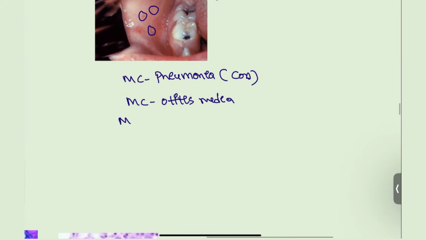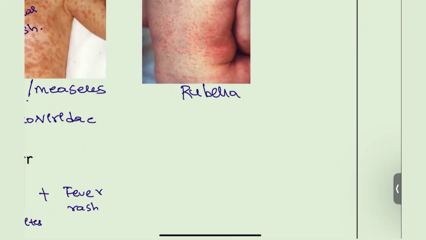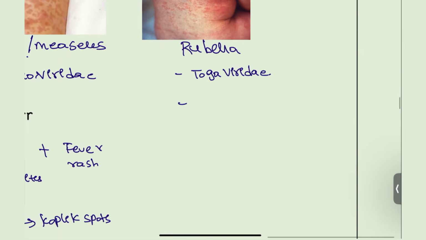Most severe, then it is subacute sclerosing panencephalitis. Subacute sclerosing panencephalitis is going to be caused. Next one, rubella. And rubella is due to the Togaviridae family. Togaviridae family. And also how is this patient going to present?